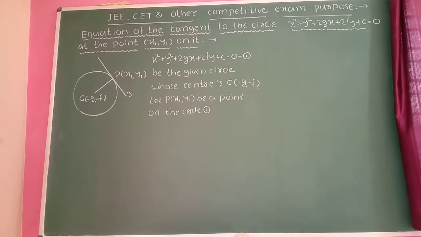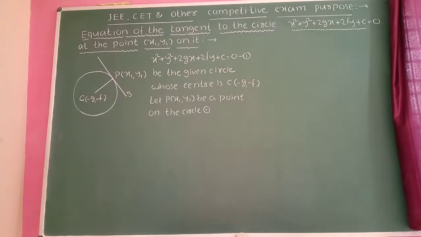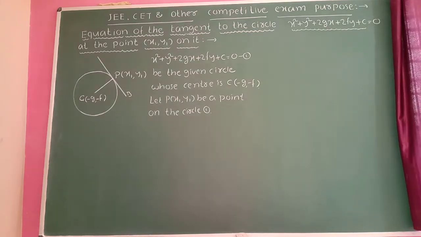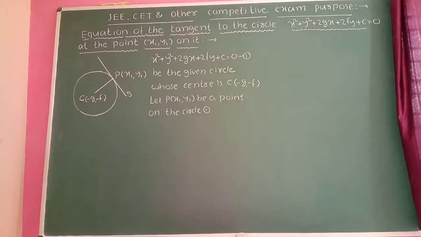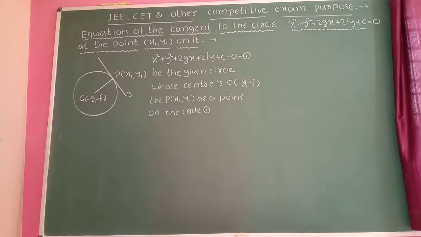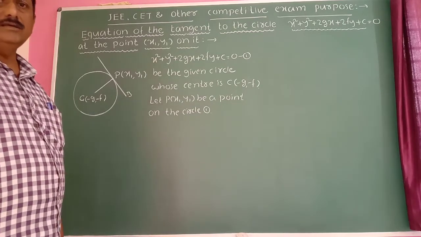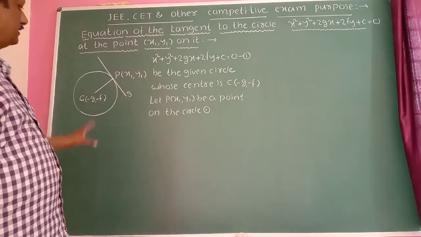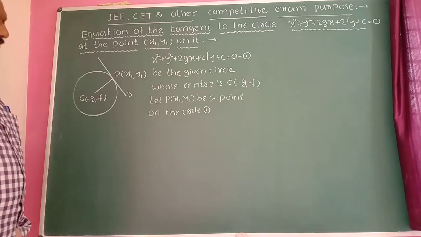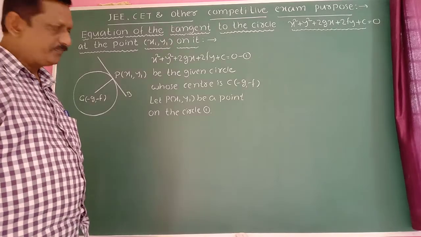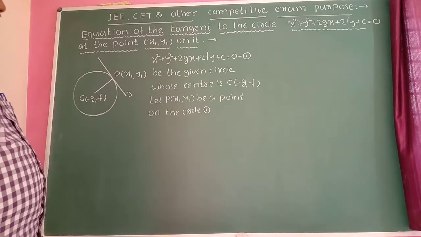So now I am explaining the equation of a tangent to the circle, and it is mainly important for the JEE, CET and other competitive exams. Therefore the formulas are very important here. Equation of tangent to the circle. I am explaining that theorem here. The theorem is not important, but the formula is important. Okay? It is a very simple theorem.